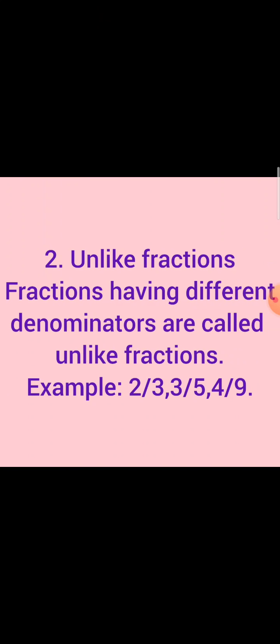Next is unlike fraction. Now unlike fractions are opposite of like fractions. Fractions having different denominators are called unlike fraction. जिन फ्रैक्शन का डिनोमिनेटर अलग अलग होता है जैसे 2/3, 3/5 and 4/9. Now in all the fractions you can see denominators are different. 3, 5, 9, these are the denominators, all are different. That's why they are called unlike fractions.